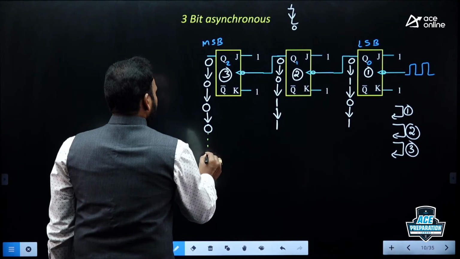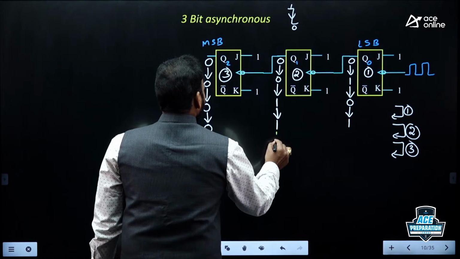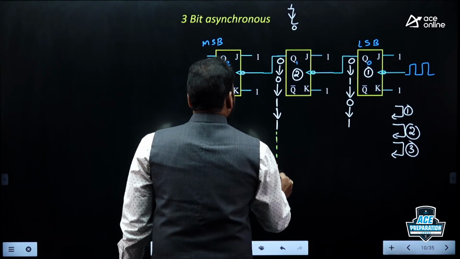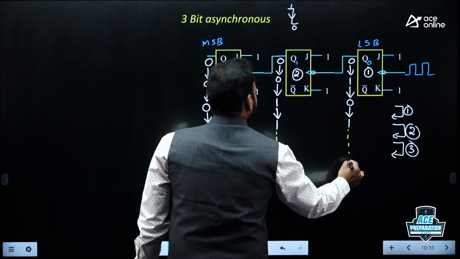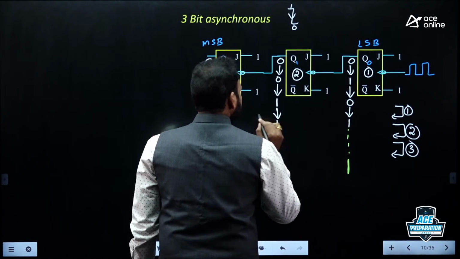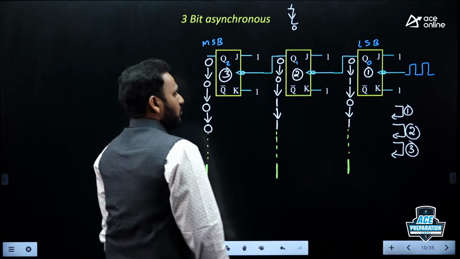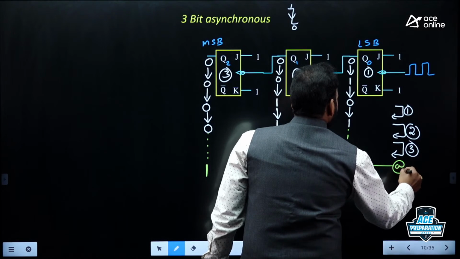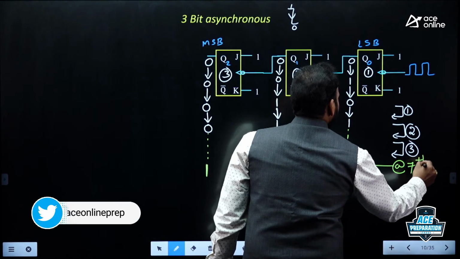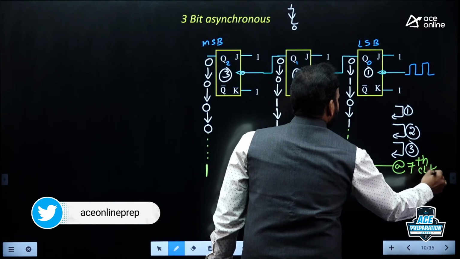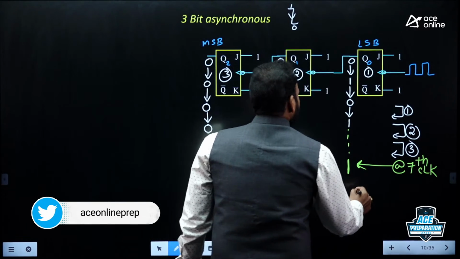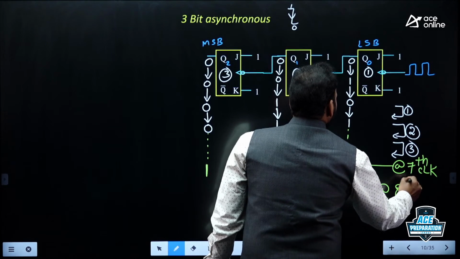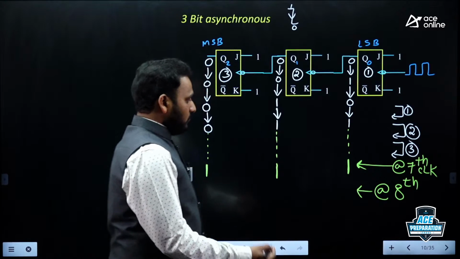See, I am taking the dotted lines, guys. 1, dotted lines, 1, dotted lines, and 1. Okay. So this is a sequence at 7th clock pulse. If I apply 8th clock pulse, what is going to happen?